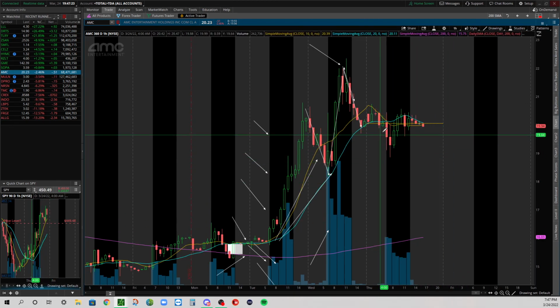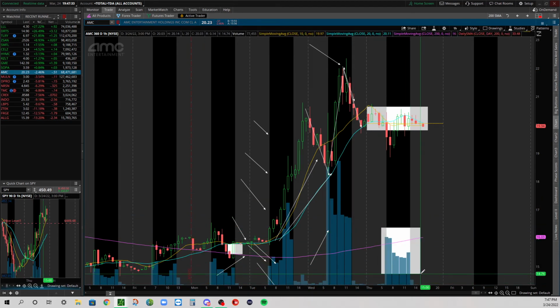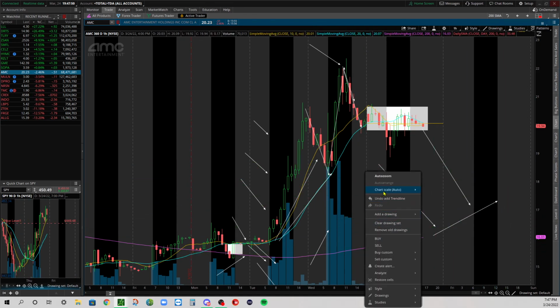So as of right now, AMC is looking weak. This is an exhaustion candle with low volume, and it's dying. The 200 SMA is way down here. That's an indication that it's going to magnet to that level until the 200 SMA meets up again, so right around here. And then check this magic out.